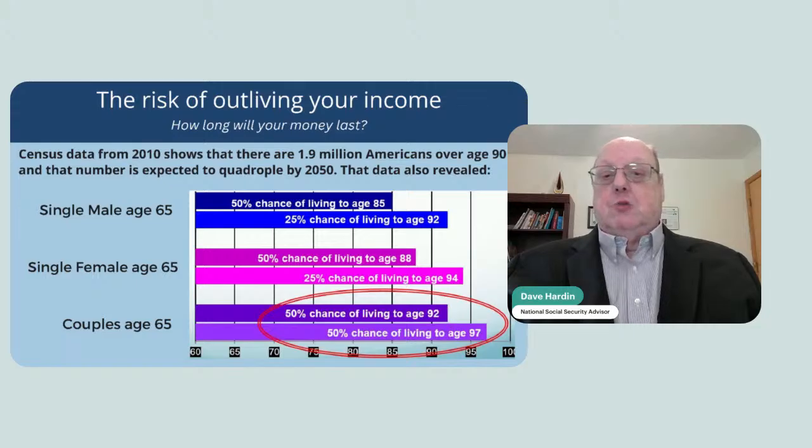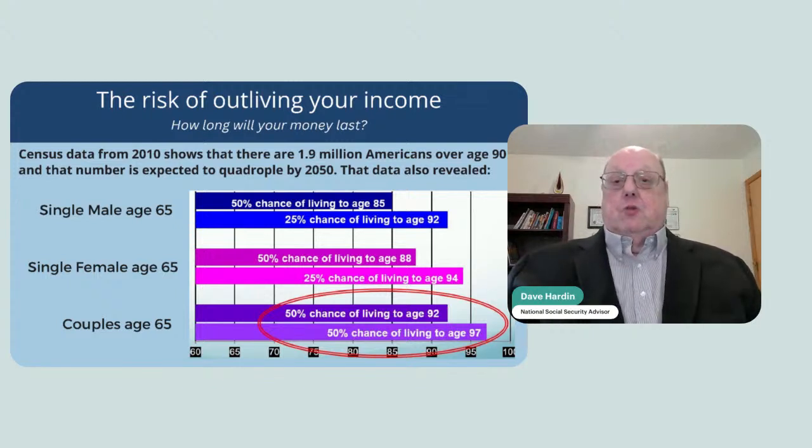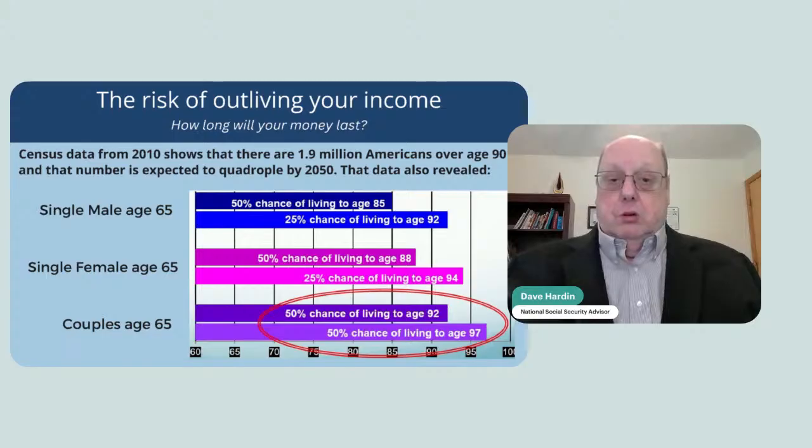All right. So, what's the risk of outliving your income? This is a critical part of decision making in terms of when do you take your Social Security. This is census data. A single male has a 50% chance of living to 85. That probably doesn't surprise many people. But you have a 25% chance of living to 92. This is for males. If you're a single female, a 50% chance you're living to 88, a 25% chance you're living to 94.